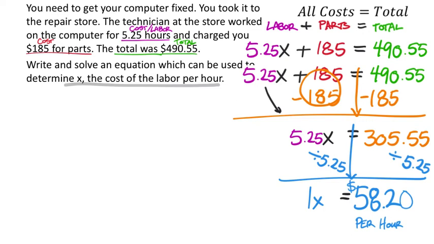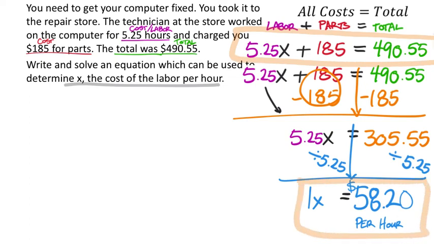All right, but this gives us the equation here at the top, and then we also have the solution at the bottom. Will it work? Well, 5.25 times 58.2 plus 185, yeah, that'll work.